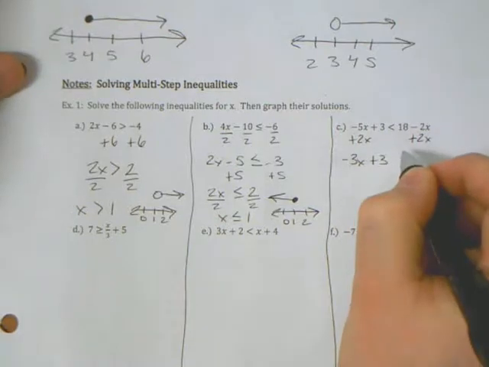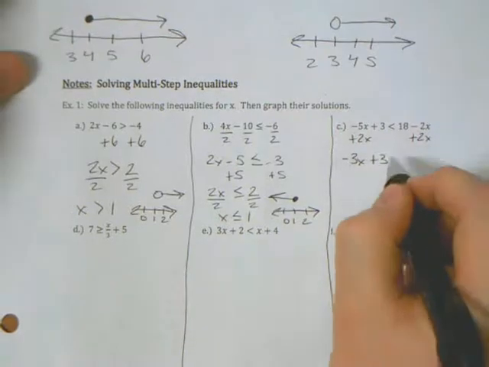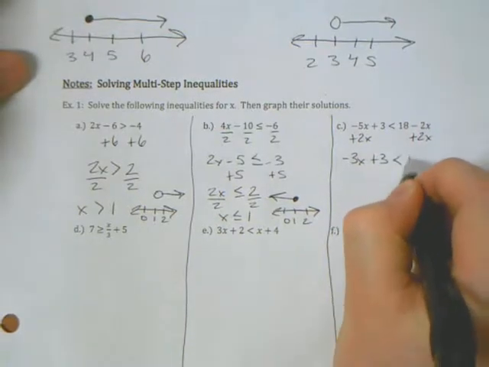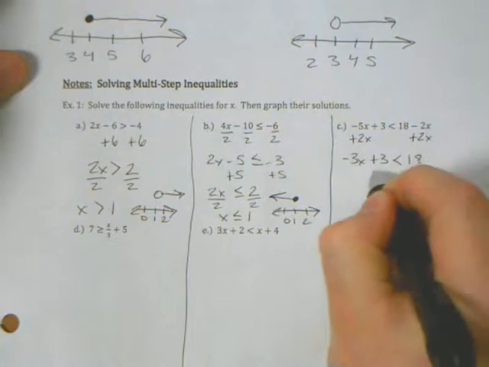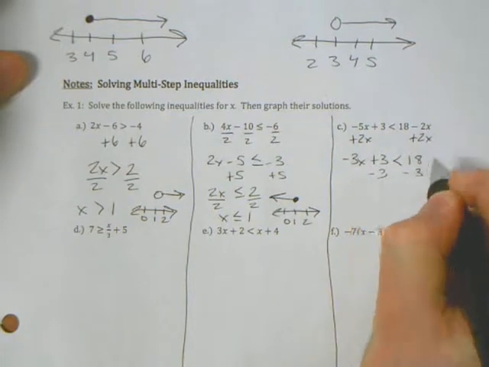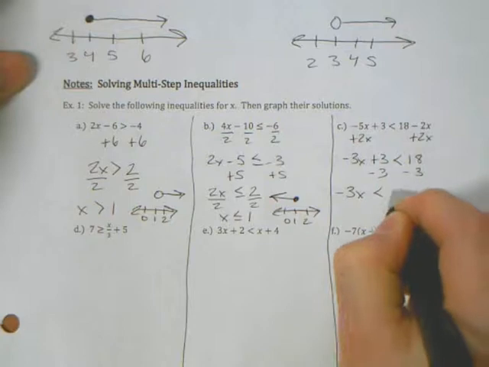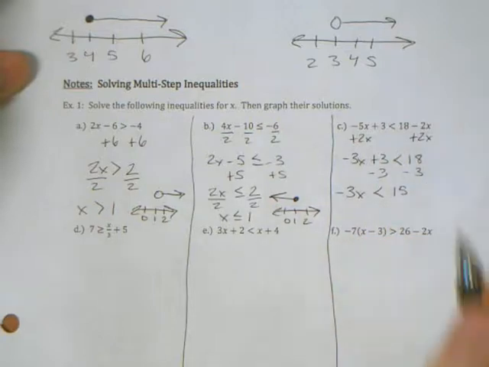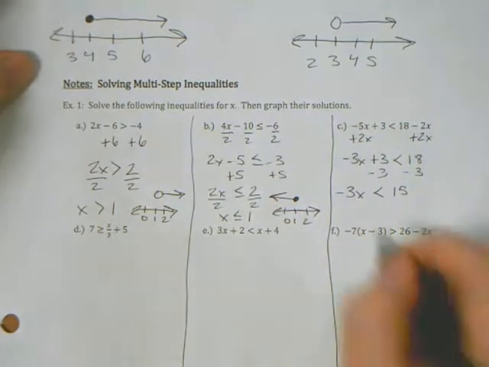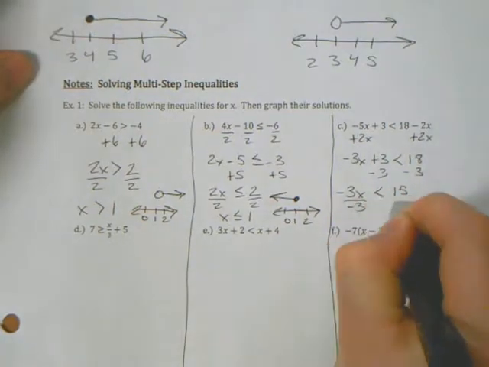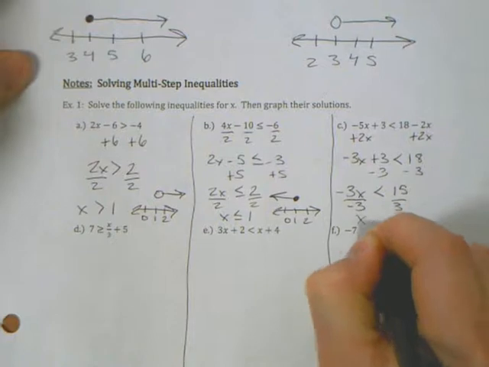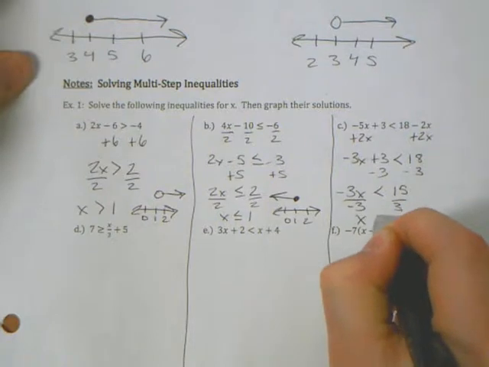Guys, you listening? Less than or equal to. And then you would subtract 3. Negative 3x is less than or equal to 15. Divide by negative 3, flip the sign on both sides, and you would get x is less than negative 5.